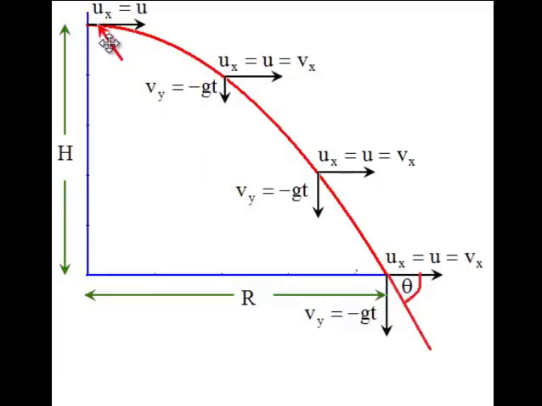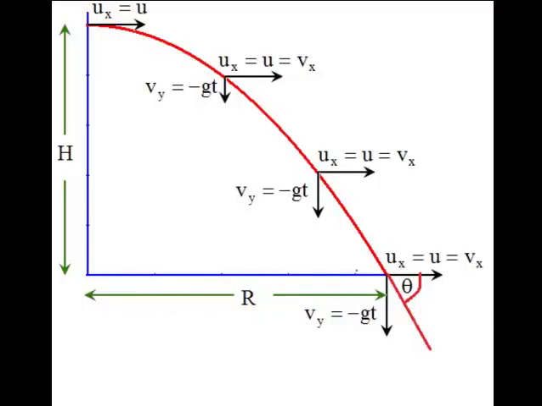The body starts from here, and horizontal velocity remains constant throughout the journey. The vertical velocity, which is initially 0, keeps on increasing, and when it touches the ground, it is minus gt. When it touches the ground, it makes an angle theta with the horizontal, such that the horizontal is ux, u or vx, and the vertical is now minus gt. In this case, the time is the total time of flight. The horizontal distance from the point of throw is termed the horizontal range, r.